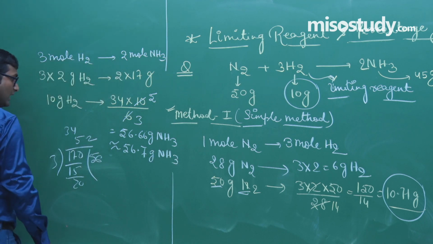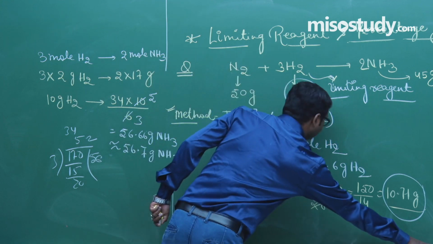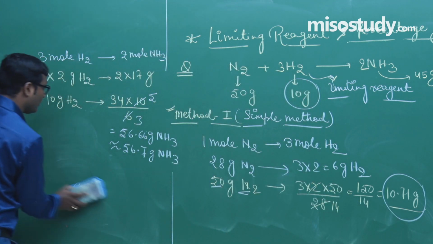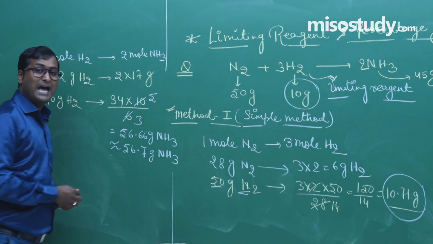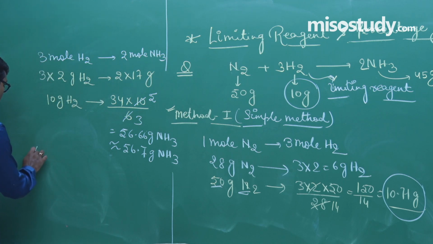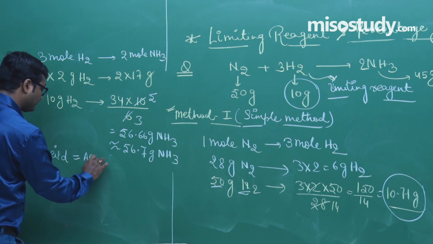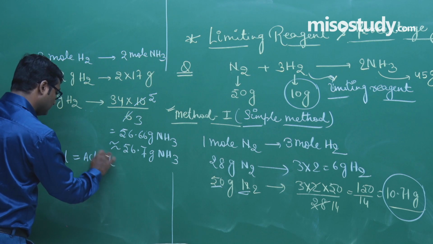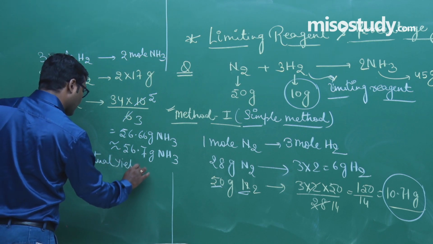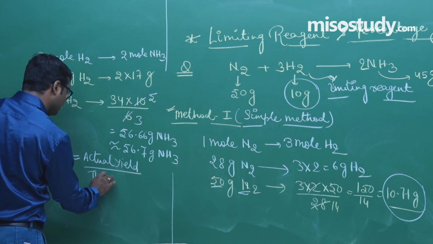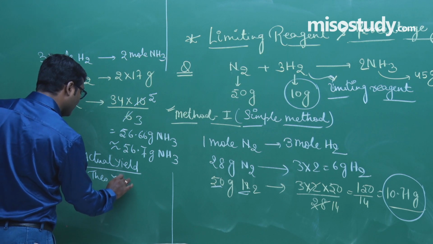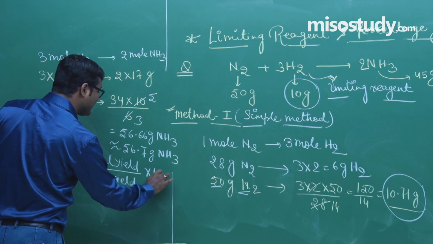This is the theoretical value. Wait for a moment, my friend. This is the theoretical value and this is the actual value. And what is the formula of percent yield? Percent yield is equal to, my friend, listen carefully, actual yield upon theoretical yield multiply by 100.